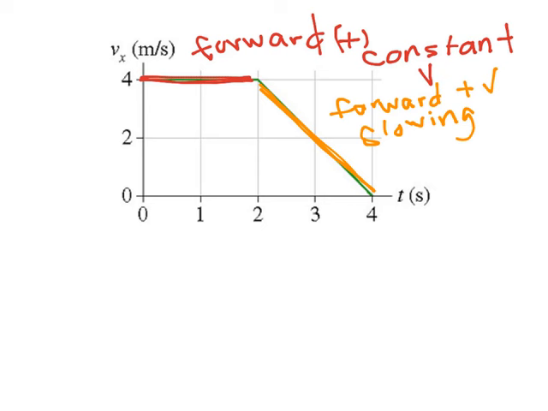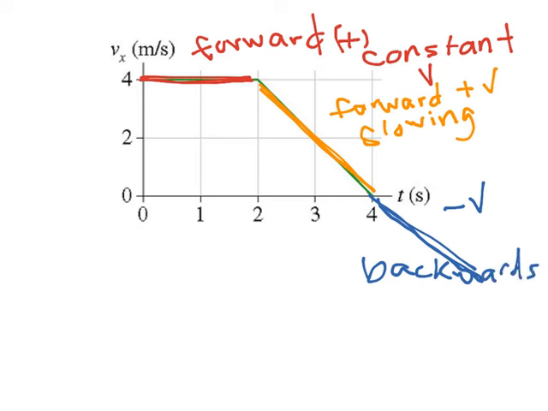Now, if this line were to continue past the 4-second mark, we can assume that if this trend continues, we're actually going to get into a negative velocity, which means instead of forward, we are now going backwards. And as time goes on, it is getting more negative, which means it's going faster in the backwards direction.